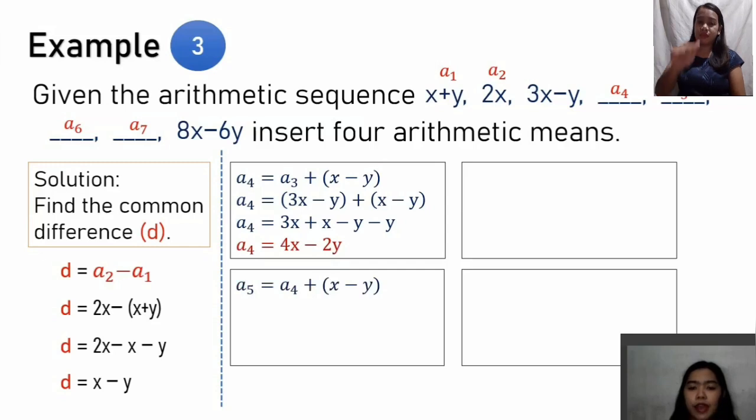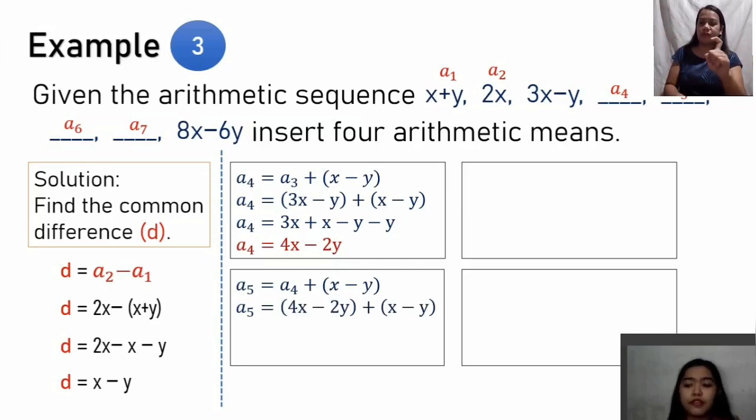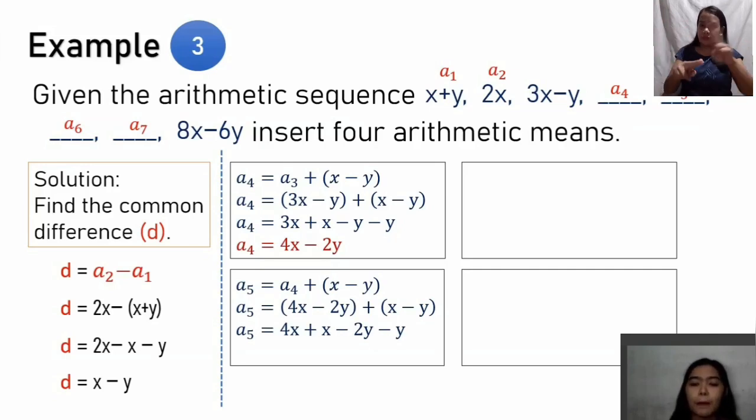Next, a sub 5. A sub 5 is the sum of a sub 4 and the common difference x minus y. Our a sub 4 here is 4x minus 2y plus x minus y. Simplifying, we will derive 4x plus x minus 2y minus y. And combining like terms, our a sub 5 is 5x minus 3y.